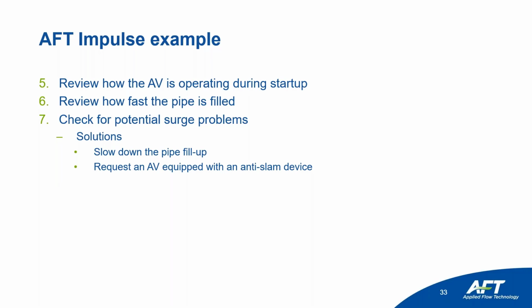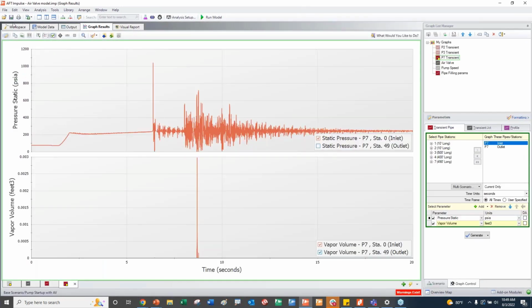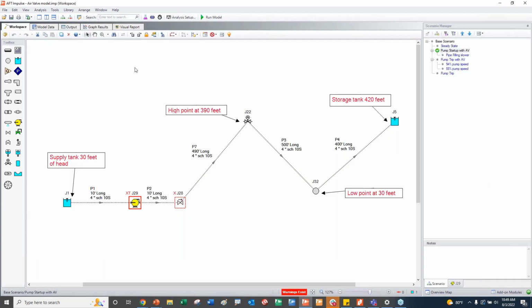Another option is to request an air valve equipped with anti-slam, or to increase the size of the air valve. But as I said, the most logical one would be the first one because it's the cheapest, and we're filling it too fast. So let's look at a scenario where we're filling up slower.